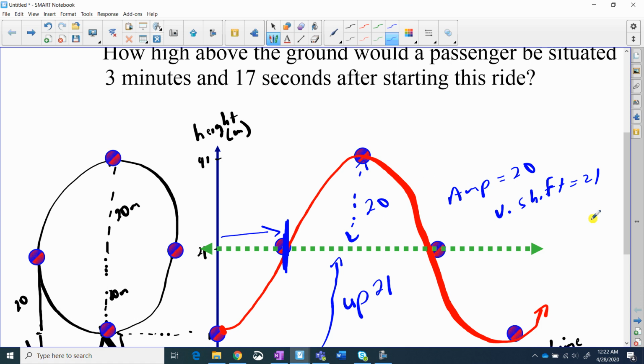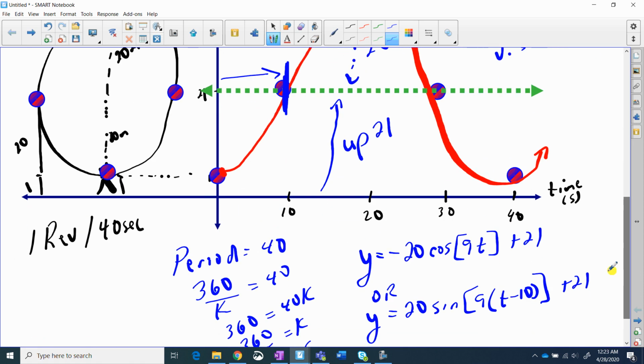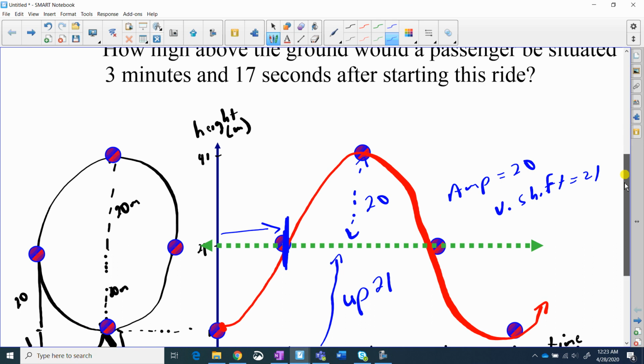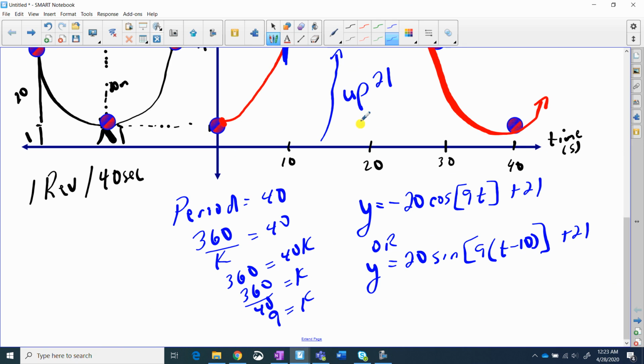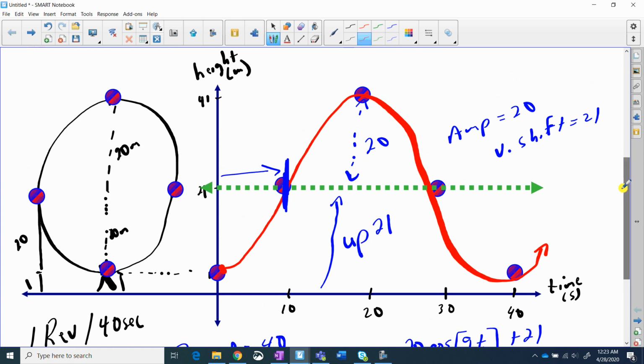Well, my scale here, my variable t, stands for time, which is along here. The time they gave us was 3 minutes and 17 seconds. So what we're going to have to do is figure out what that would be in seconds alone. So 3 minutes and 17 seconds. Well, 3 times 60 is 180. This is 197 seconds.